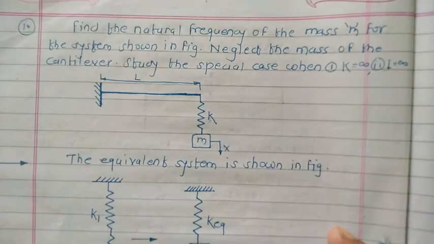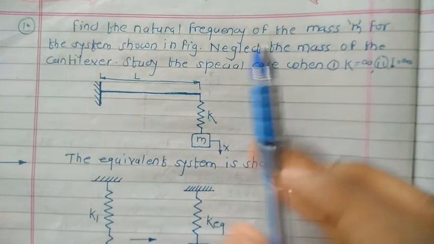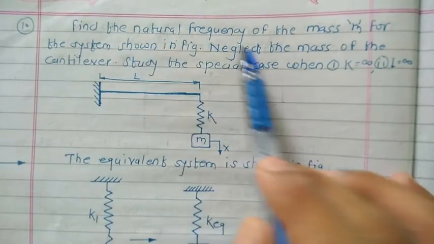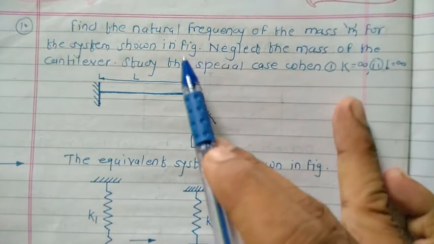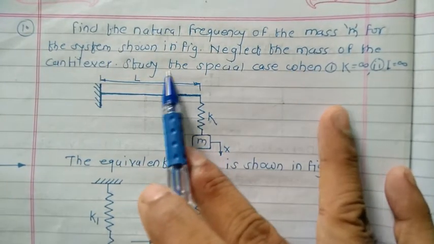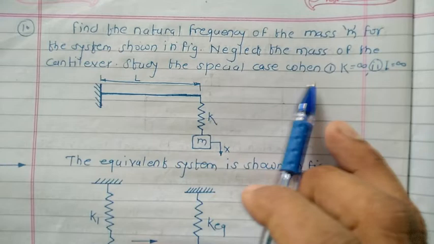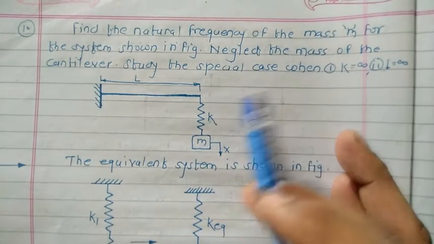Now, a problem involving the physical systems. Find the natural frequency of the mass m for the system as shown in the figure. Neglect the mass of the cantilever. Study the special case when k equals infinity and the second case when I equals infinity. The system is given like this.